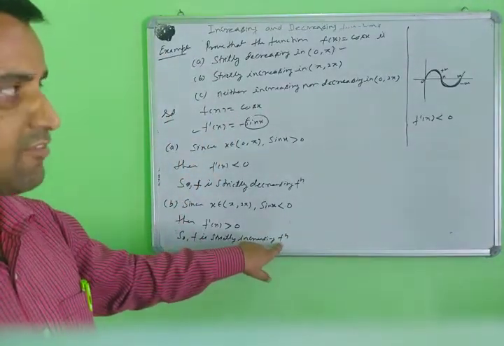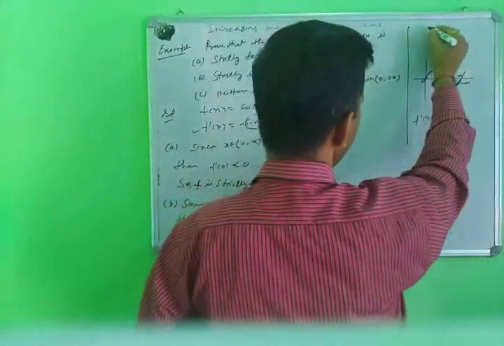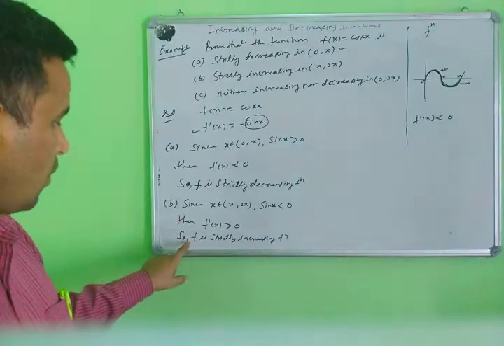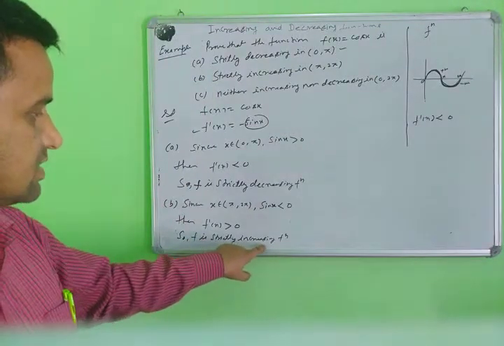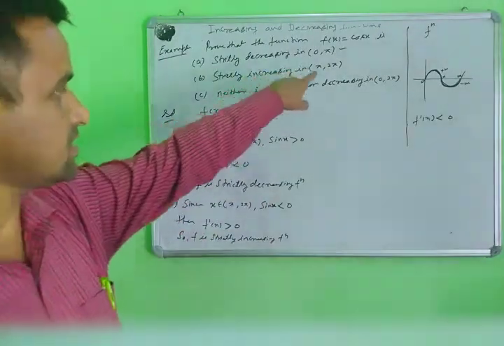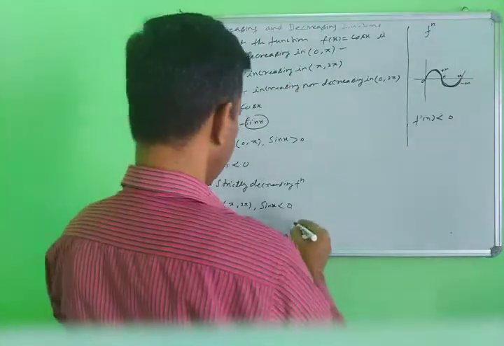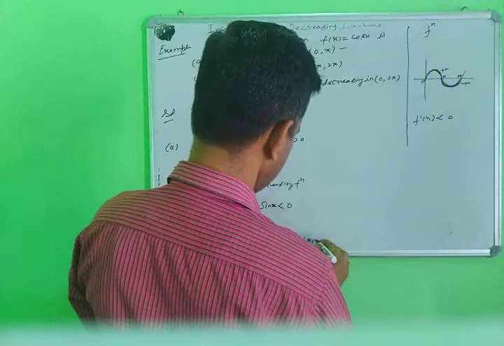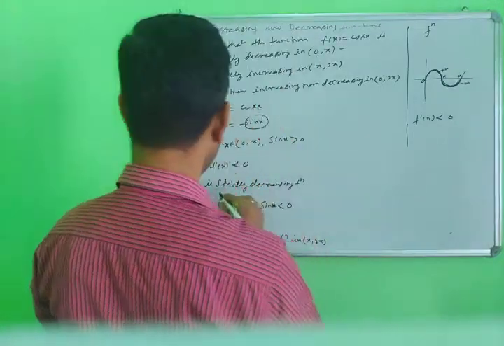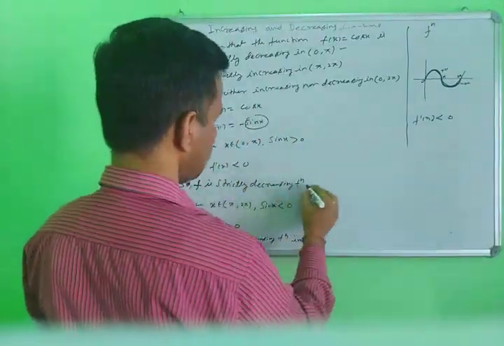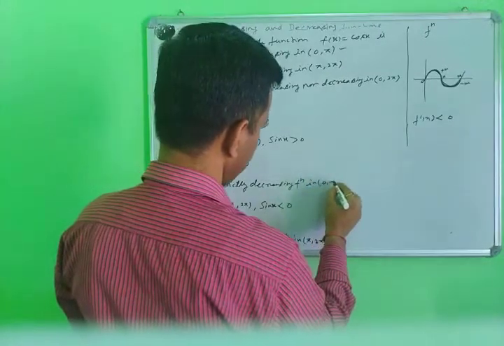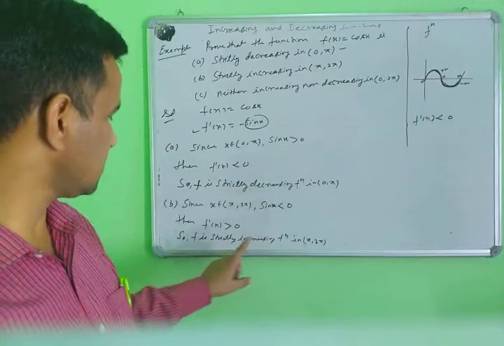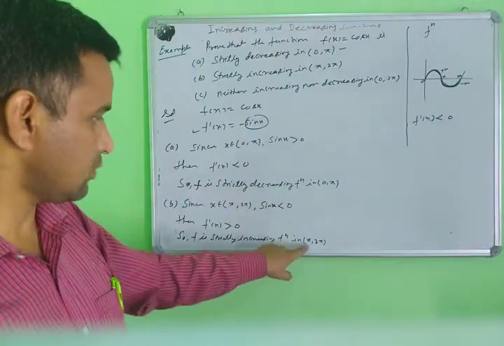Function is a short form; we can write f for function. So f is the strictly increasing function in the interval pi to 2 pi. This is strictly decreasing in 0 to pi, and this is strictly increasing in pi to 2 pi.